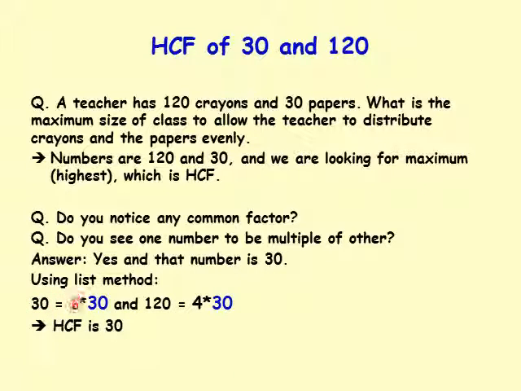Using the list method, we have 1 times 30 is 30 and 120 is 4 times 30, and 30 is common to both of those. 30 is a common factor and also the highest common factor. Let us continue from here. HCF is 30.